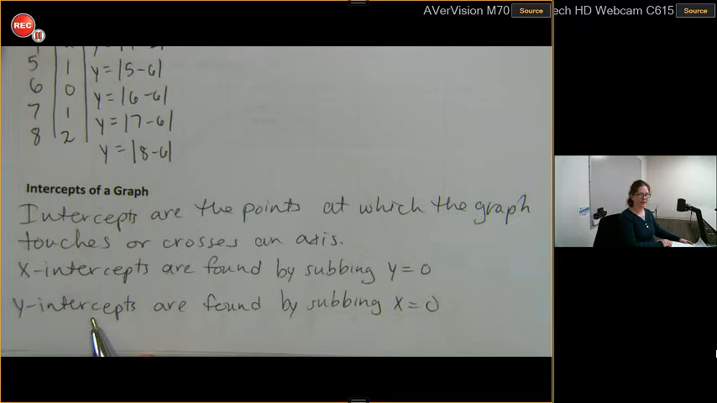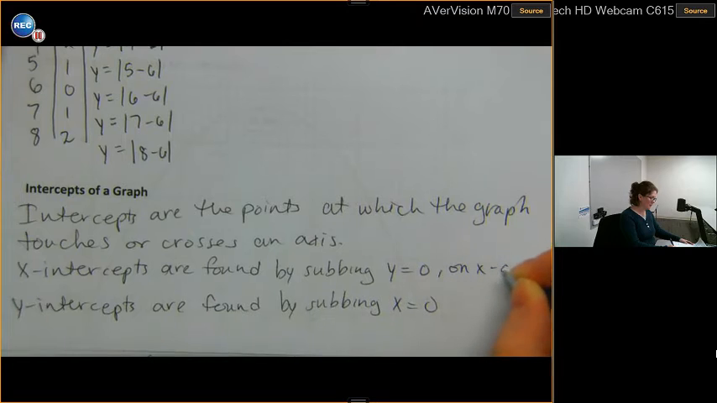Y-intercepts are found by subbing x equals 0, or if you're looking at the graph, you're looking where the graph touches or crosses the y-axis. So this one is on the x-axis, and this one is on the y-axis.